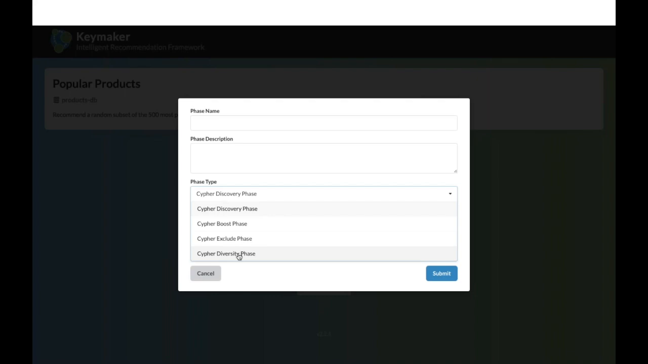And this could be a popular item. It could be particular things that you have on promotion and you really want to push, so you insert them 20% of the time into the recommendations list.